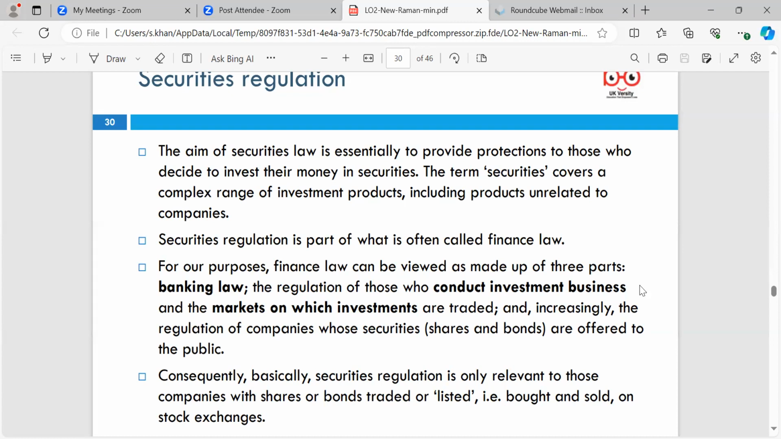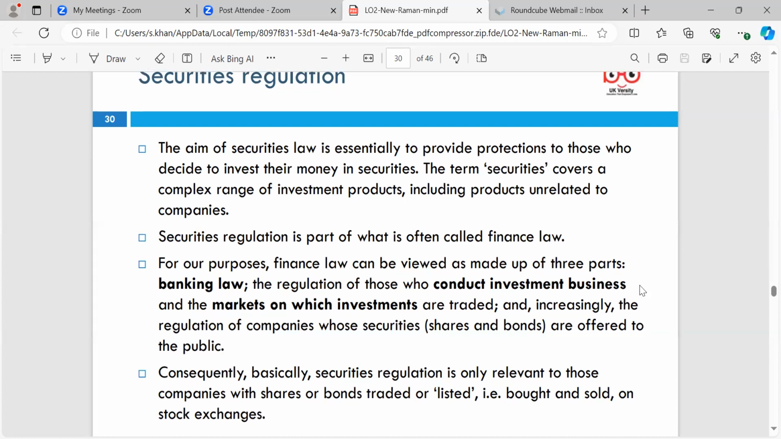Yeah. So, securities regulation. The aim of securities law is essentially to provide protection to those who decide to invest their money in securities. The term security covers a complex range of investment products, including products unrelated to companies. Securities regulation is part of what is often called finance law.